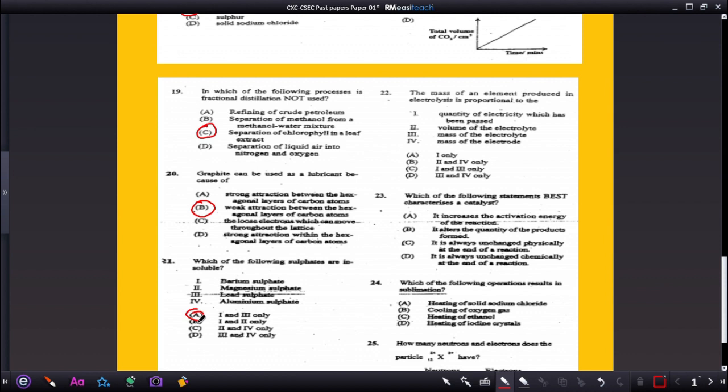has been passed, the volume of the electrolyte, no. The mass of the electrolyte, no. The mass of the electrode, no. So it's just the quantity of electricity which has been passed. So that's I only. So that's A.